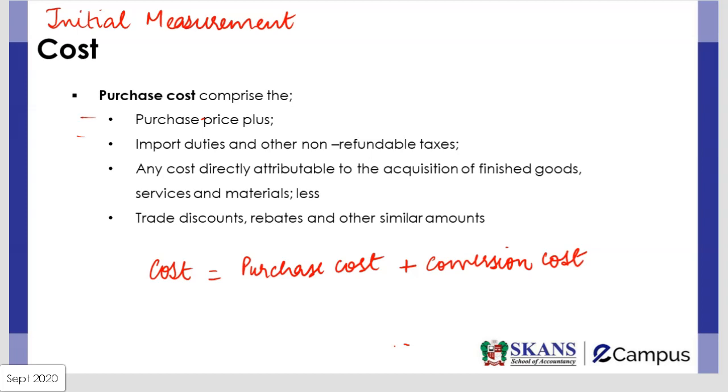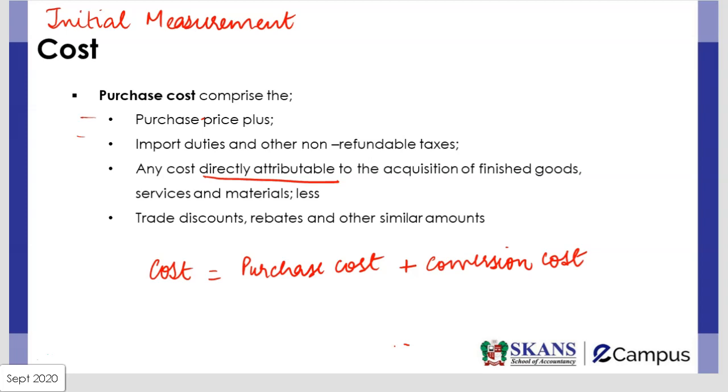Once again, all the expenses that are directly attributable. Any cost that is directly attributable to the acquisition of finished goods, materials, or services will become a part of the cost of asset. This word directly attributable is used in multiple standards. In all the standards, the meaning of this word is that any cost which would not have been incurred had we not made this purchase is called directly attributable expenditure.